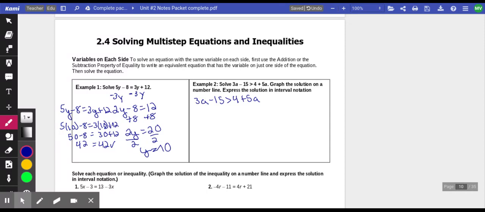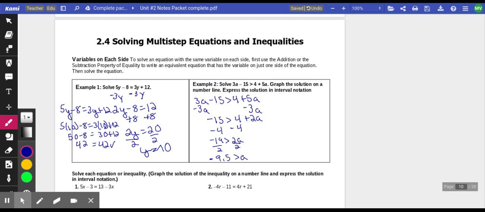So I first need to solve this. So I'm going to subtract the 3a from both sides. And that gives me negative 15 is greater than 4 plus 2a, because 5a minus 3a is 2a. I subtract 4. Negative 19 is greater than 2a. Divide by 2. And negative 9.5 is greater than a.